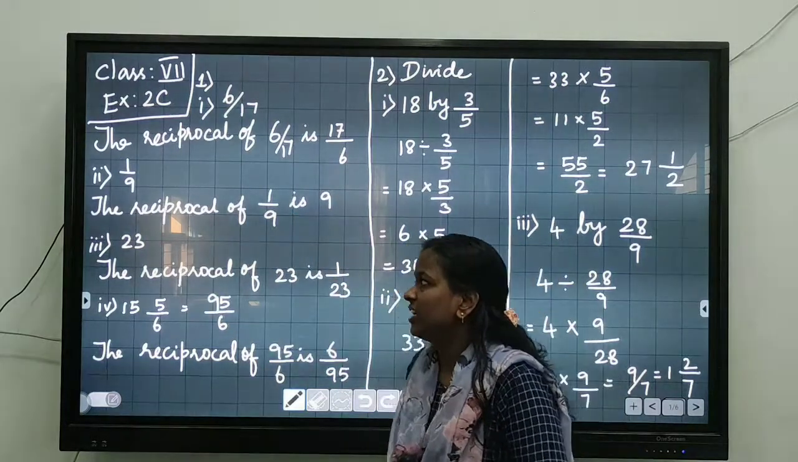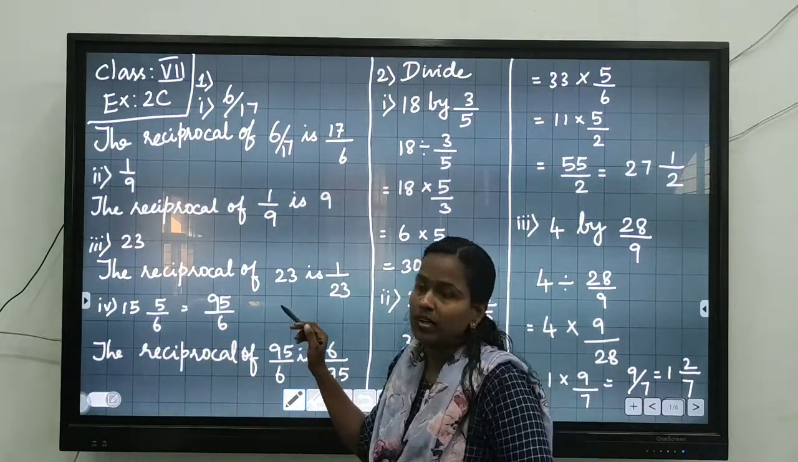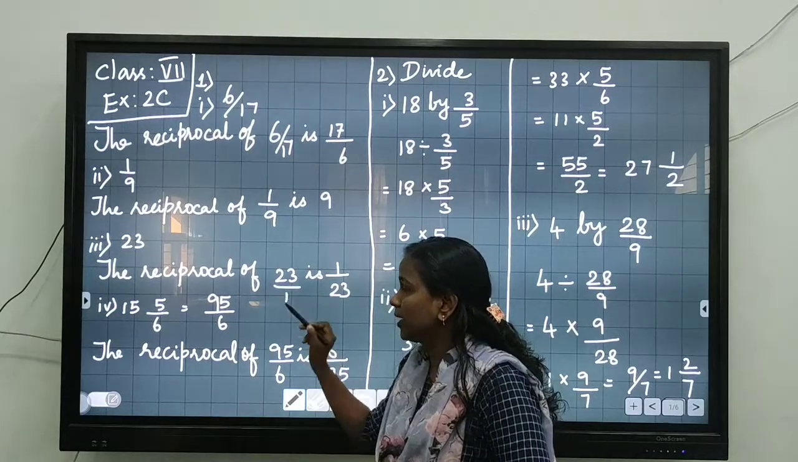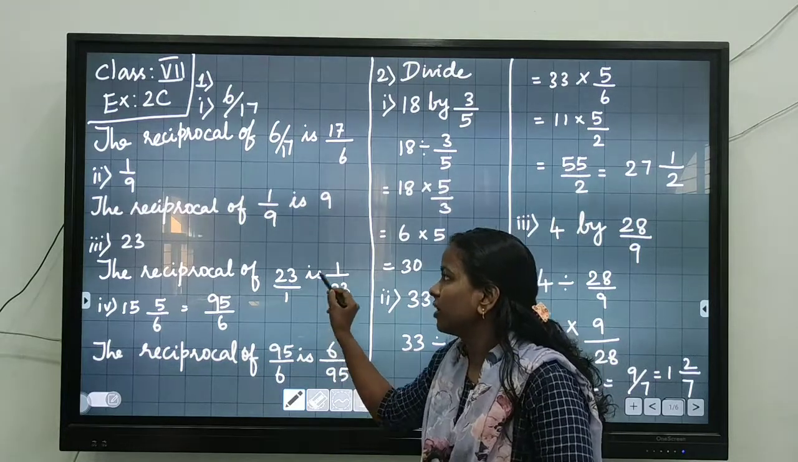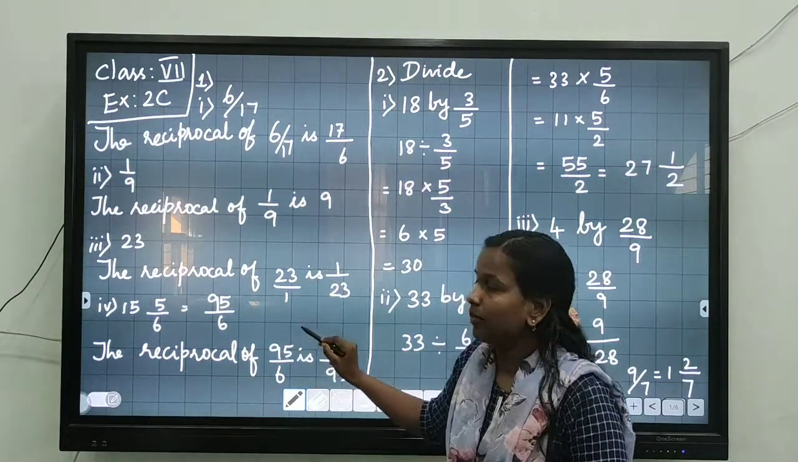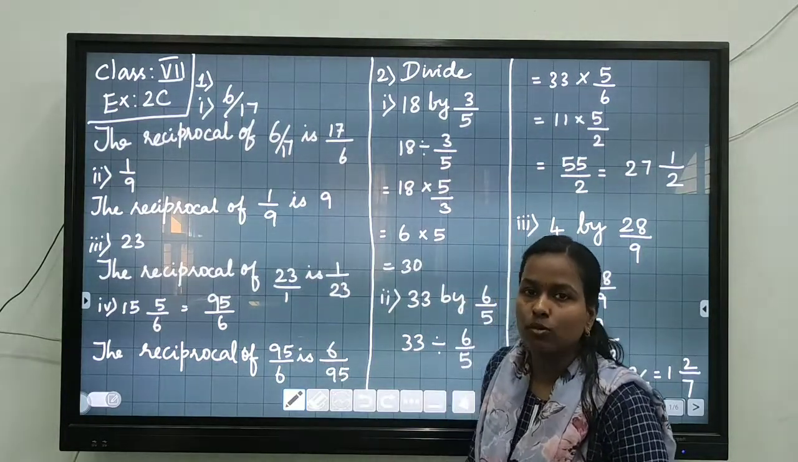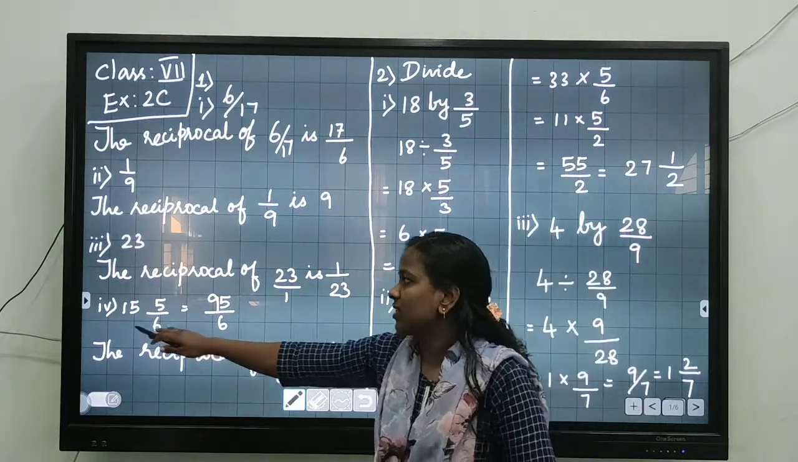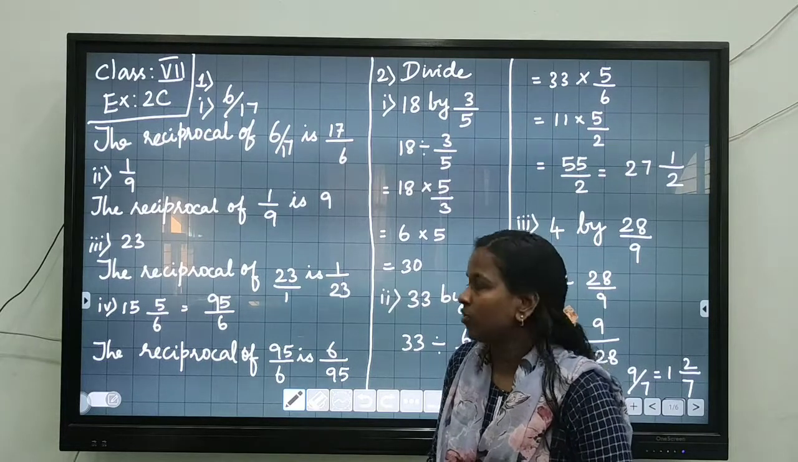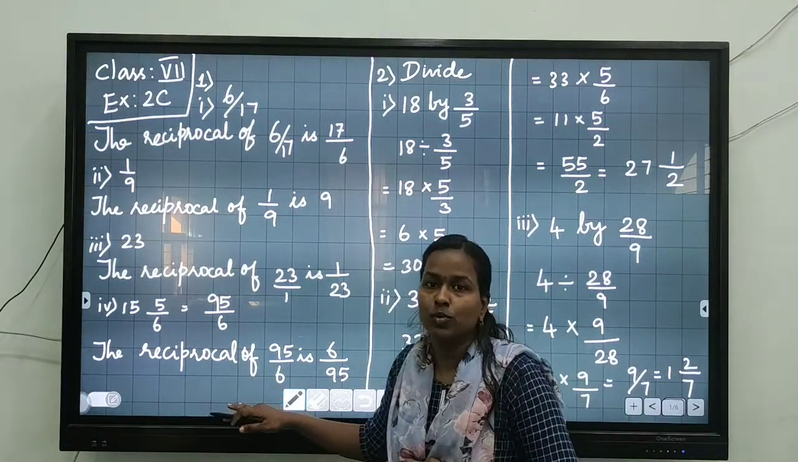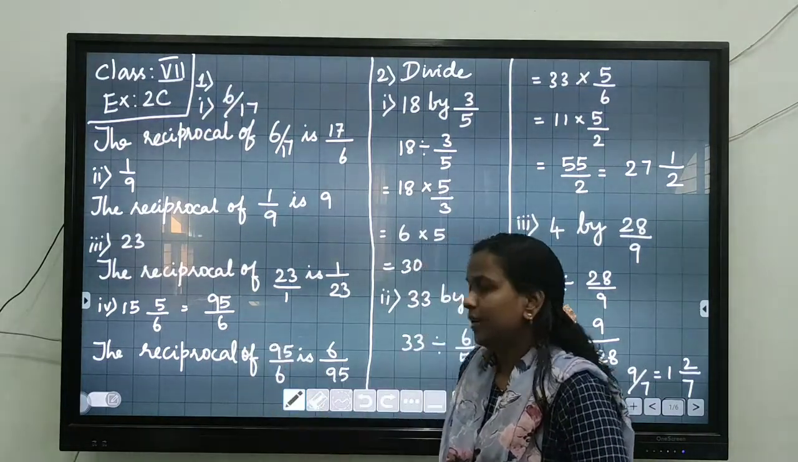See the next one, 23. So the reciprocal of 23. Nothing is given, so the denominator is 1. Reciprocal means you have to interchange the terms. So 1 will go to the numerator, 23 will come in the denominator. So your answer is 1 by 23. Same way for this term. Here a mixed fraction is given. First you have to change that into an improper fraction. Then you have to find the reciprocal of the term. So you will get 6 by 95.